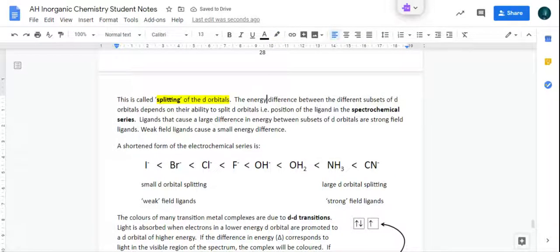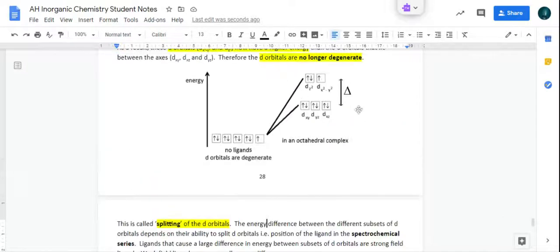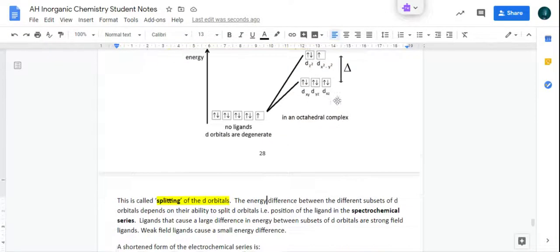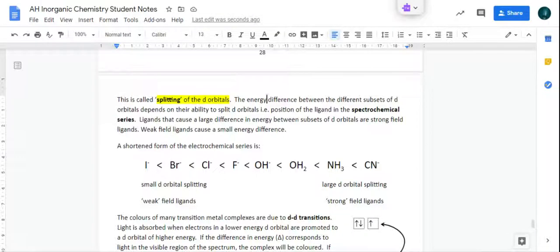Now the energy difference between the 2 different sets of d orbitals depends on the ability of the ligand to split the d orbitals. If we have a look here, this is the energy difference, delta. Some ligands can have large d orbital splitting, so the value of delta will be large. You will have a high energy difference between the lower energy d orbitals and the higher energy d orbitals. Some ligands can split it to a smaller extent, so the value of delta will be much smaller. So the energy difference between those different subsets of d orbitals depends on the ligand's ability to split the d orbitals.